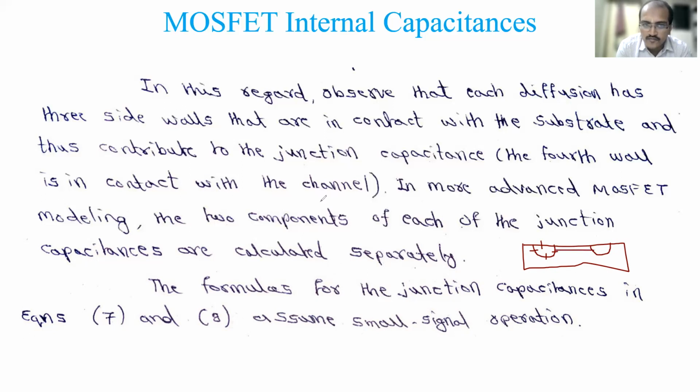In more advanced MOSFET modeling, the 2 components of each of the junction capacitances are calculated separately. The formulas for the junction capacitances in equations 7 and 8 assume small signal operation, so we have assumed small signal operation, and because of that its formula looks like this. If we consider large signal operation, then the formula will change and the calculation will go differently. So this is about the various internal capacitances in the MOSFET.